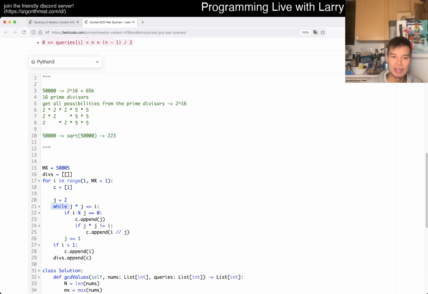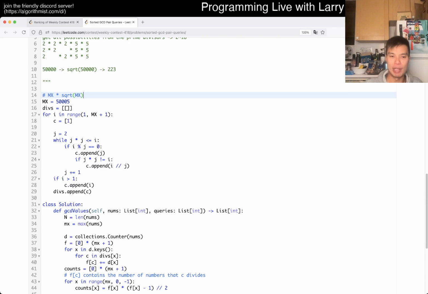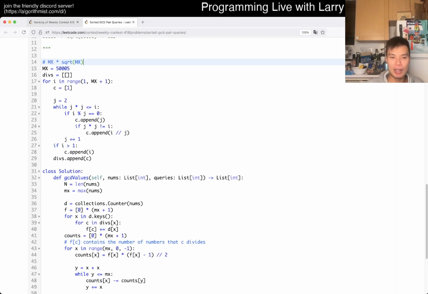We go to the max times the square root, and then we just basically have C, which is a list of divisors for that number. As I said, this is going to be max times square root of max times. But we only do this once for all the test cases, which is maybe why we're able to get away with it.